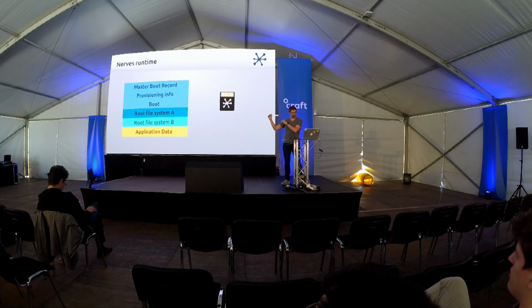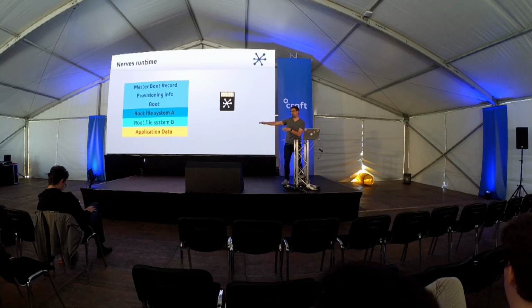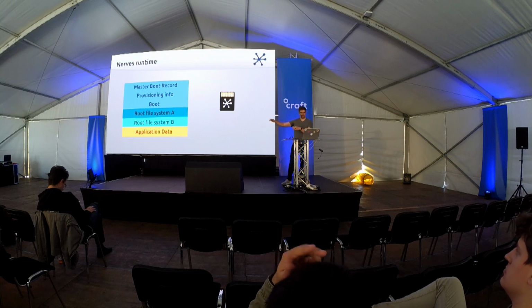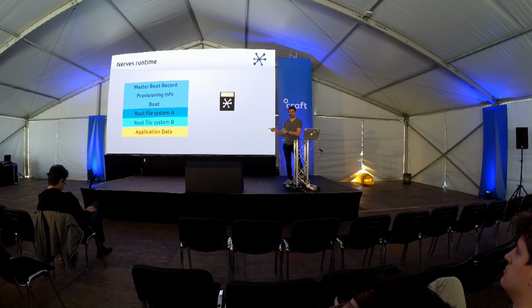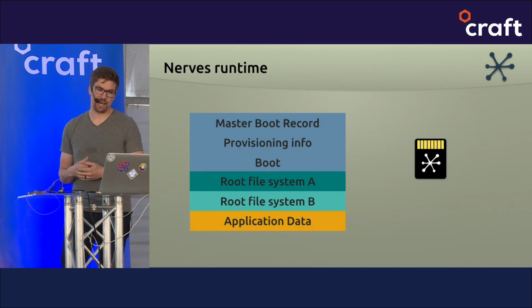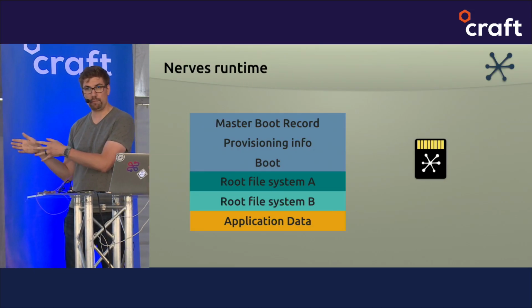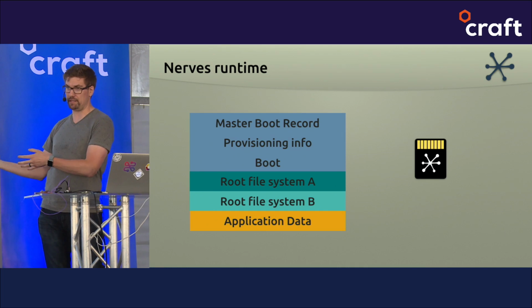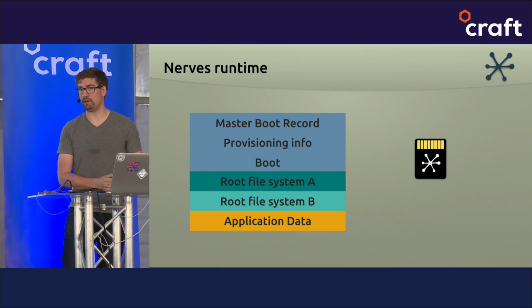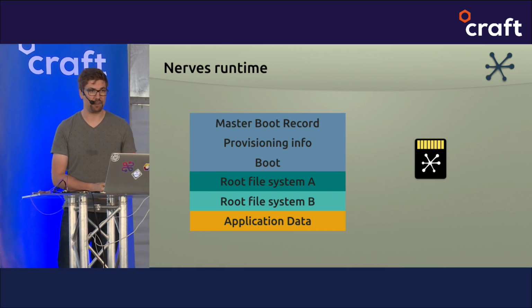We have a root file system A and a root file system B slot. And at the very bottom there, you can see we have another partition that's laid out that's application data. The important thing about Nerves runtime here is that primarily we ship with a blue-green deployment style. And this helps with reliability, preventing bricks in the field.